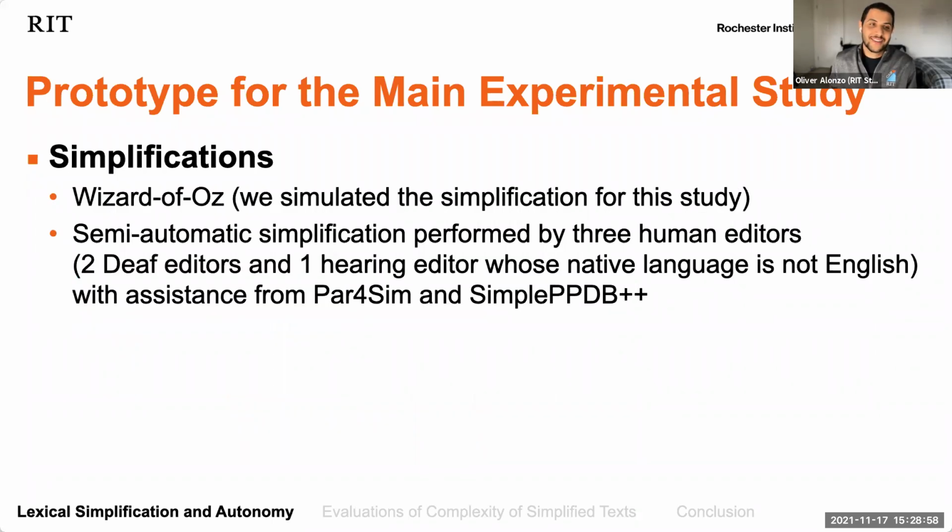And so we also needed simplifications for this prototype for our main experimental study. And we followed a Wizard of Oz approach, which means that we had done the simplifications manually beforehand, and they were simulated during the study to appear that they were occurring automatically. In order to obtain the simplifications, we followed a semi-automatic approach that was performed by 3 human editors, including 2 deaf editors and 1 hearing editor whose native language is not English. And this was done with assistance from the system called PAR4Sim, which provides candidates for lexical simplifications. And then the Simple Paraphrase Database Plus, which helps identify complex words.